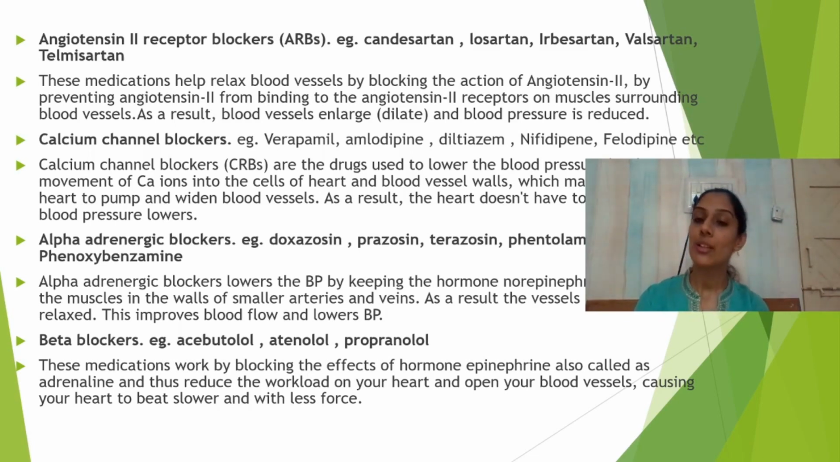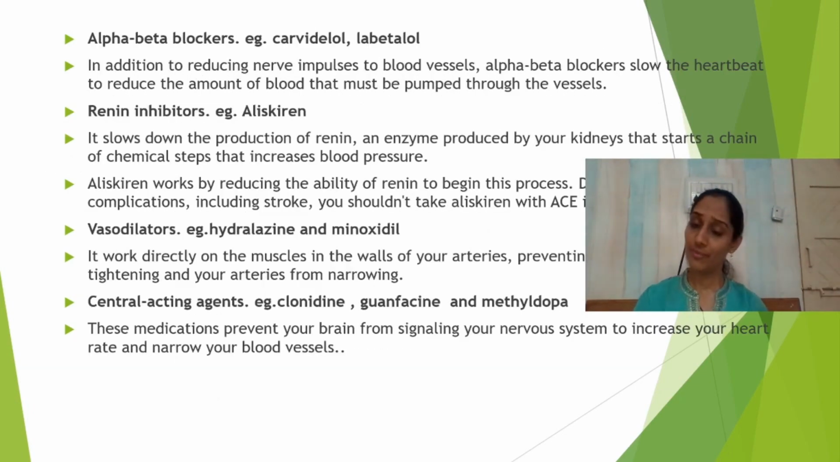The next is beta blockers. Examples are bisoprolol, atenolol, propranolol. Beta blockers act by blocking the effects of the hormone adrenaline, which reduces the workload on the heart and opens the blood vessels, causing the heart to beat slower and with lesser force. The next is the alpha plus beta blocker combination, for example carvedilol and labetalol. The alpha plus beta blocker combination is used to reduce the impulses to blood vessels. Alpha beta blockers lower the heartbeat to reduce the amount of blood that can be pumped through the vessels.